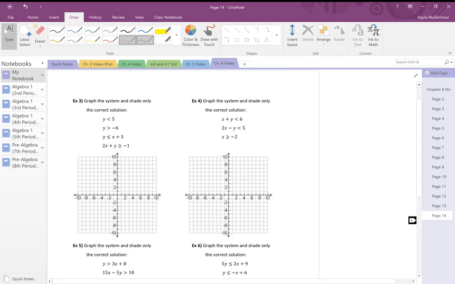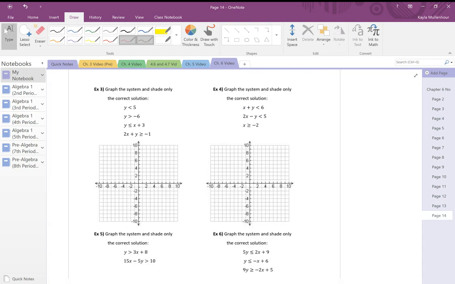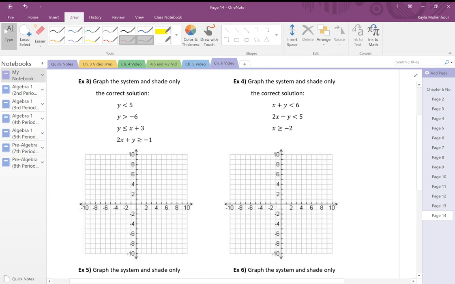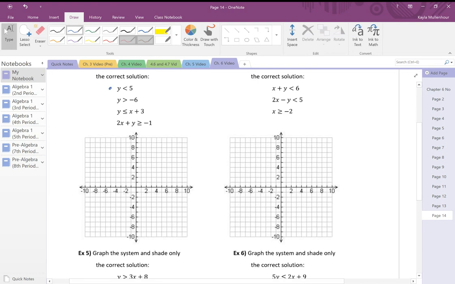On the next page, we've got a few more. This system has 4 lines, 4 inequalities. So again, just graph them all. We've got y is less than 5, so that would be a horizontal line at 5, it's dashed, and we would be shading below. So we're below that line.